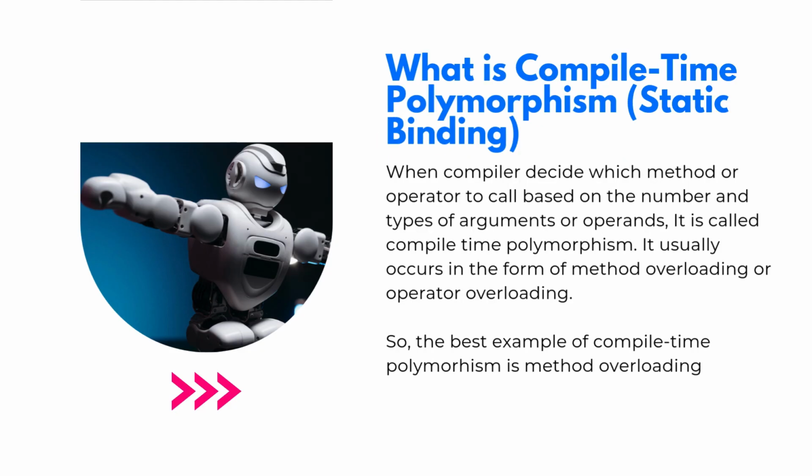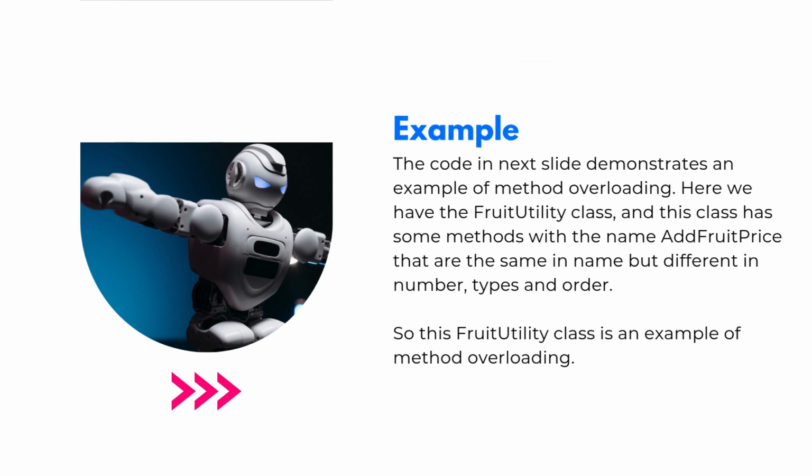What is compile-time polymorphism? Static binding. When the compiler decides which method or operator to call based on the number and types of arguments or operands, it is called compile-time polymorphism. It usually occurs in the form of method overloading or operator overloading. So, the best example of compile-time polymorphism is method overloading. Example: the code in the next slide demonstrates an example of method overloading.